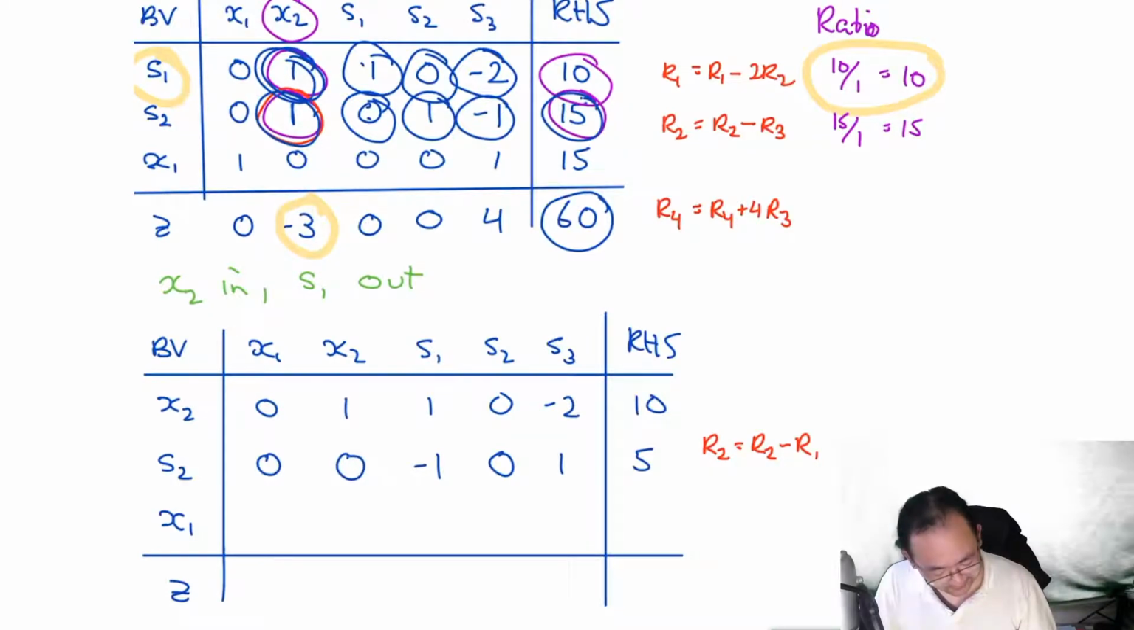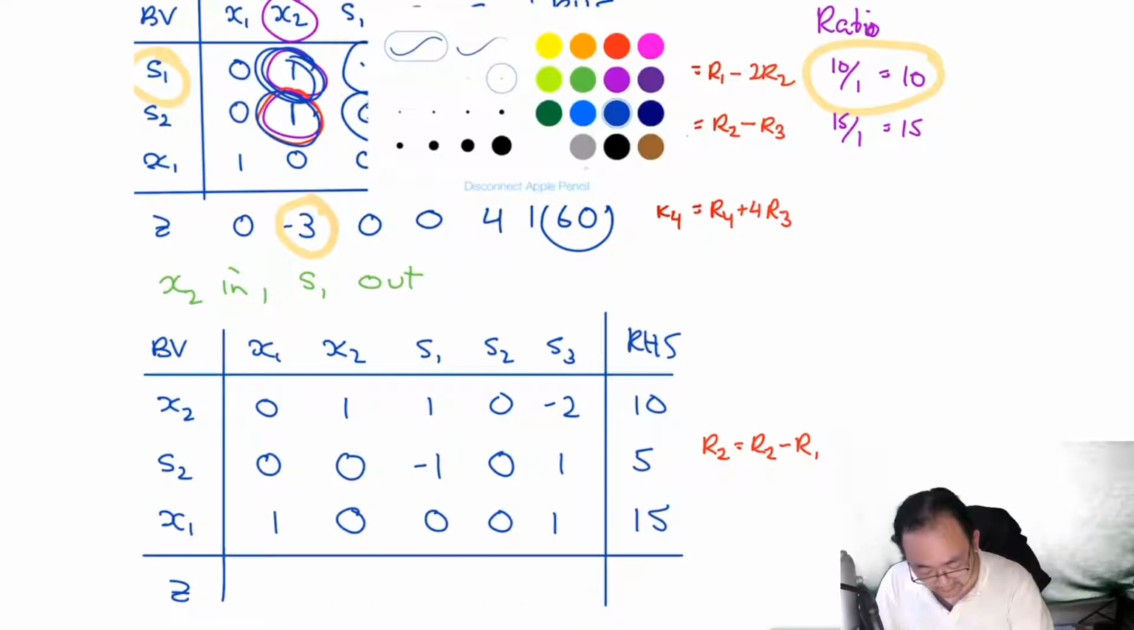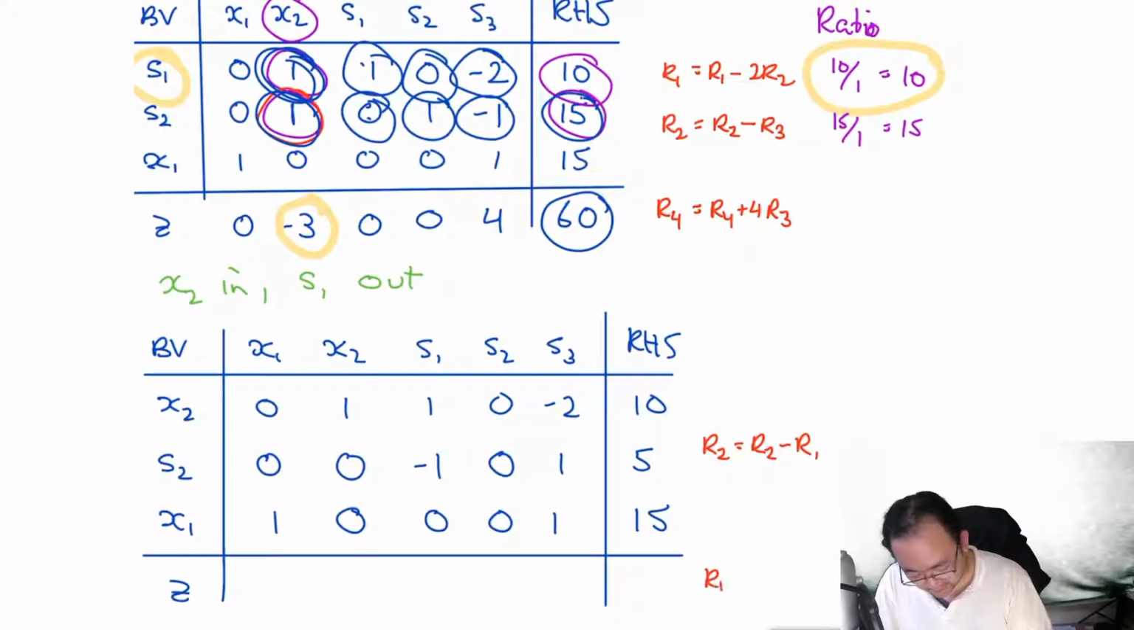Okay, we're on the right track. And then since this one is already a 0, we don't actually need to do any calculations. So 0, 0, 1, 15, and then we still need to do the 0. So the 0 is going to be row 4 equals row 4 plus 3 row 1.